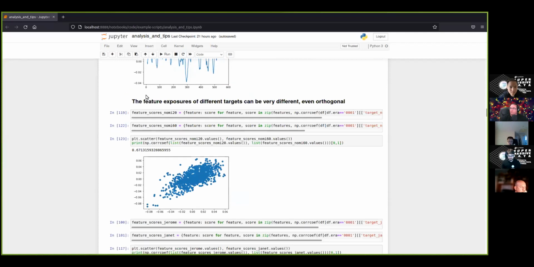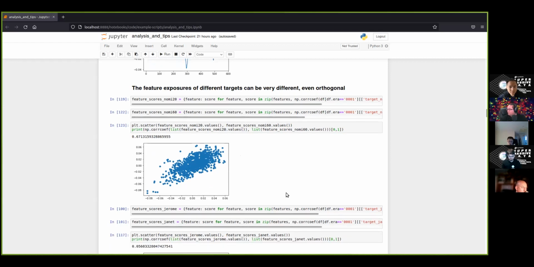I mentioned this a little bit earlier, but the feature exposures of different targets can be very different, even orthogonal by construction. If you just compare Nomi 20 to Nomi 60, the feature exposures of those two targets are about 67% correlated, and you can see that there are some pretty substantial differences. Some of the highest feature exposures on the 60-day target have virtually zero feature exposure on the 20-day target, and vice versa, which is pretty interesting in itself, just because of the different time period.